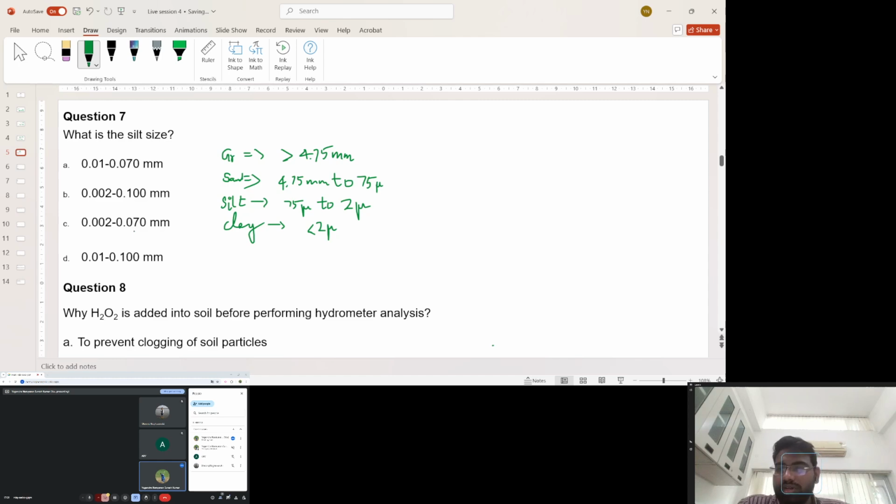So here if you convert it, it will come to 70 microns, and this will be 2 microns. So the ideal silt size is 2 microns to 70 microns among the given ranges. So the suitable answer is option C.